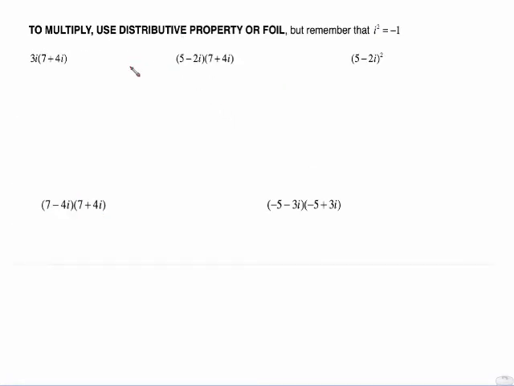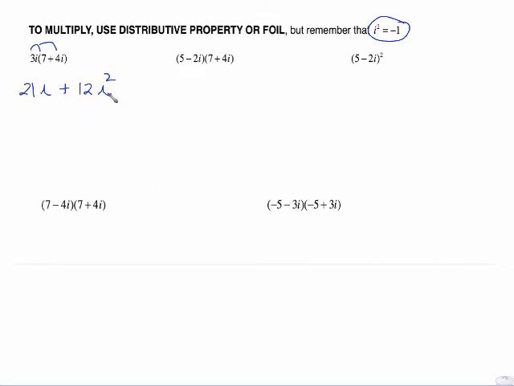Multiplying is a little bit more work. You're going to use distributive property or FOIL. If you just have something in front of the parentheses, this is just distributive property. 3i times 7 is 21i. 3i times 4i is 12i squared. Now this is where we have to use i squared equal to negative 1.